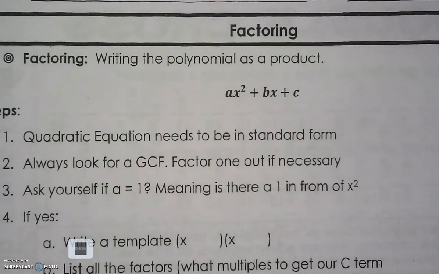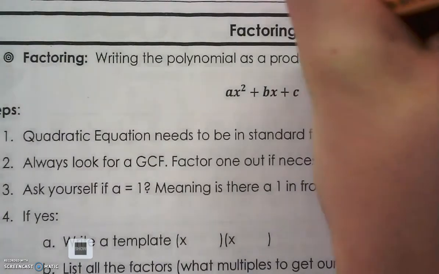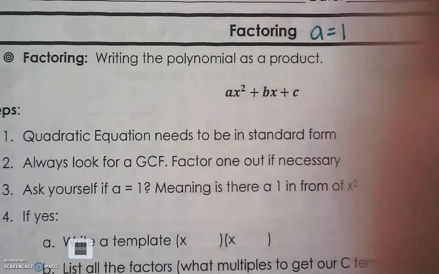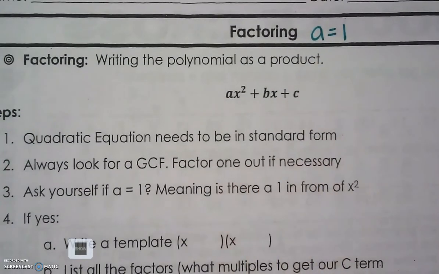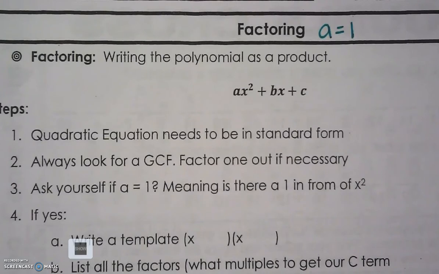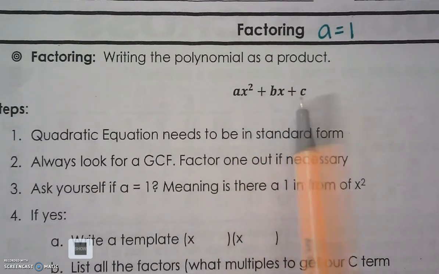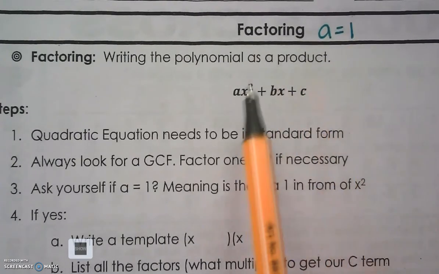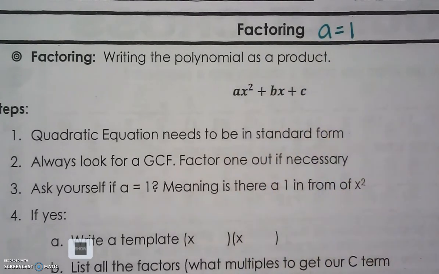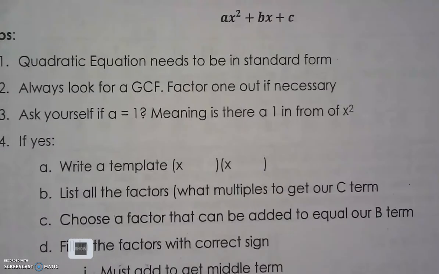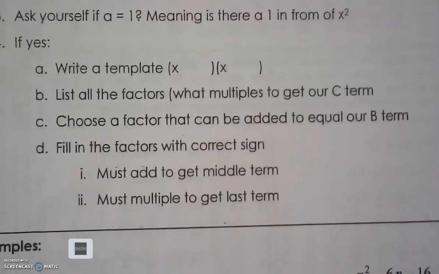Our next type of factoring is one of the most common types. It's factoring when our A value equals 1. Remember, when we factor, we need our quadratic equation in standard form, ax squared plus bx plus c. So when we say A equals 1, we're talking about this leading coefficient being 1. The steps that we need to take when we have our leading coefficient of 1 are down here.